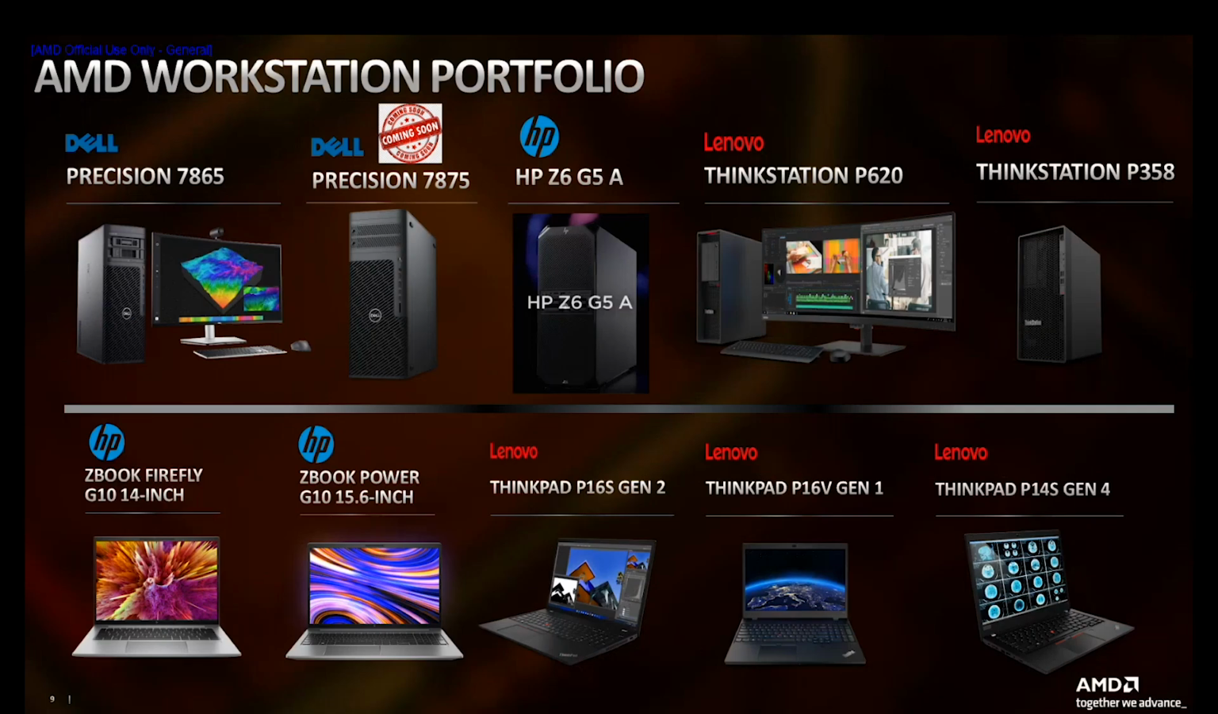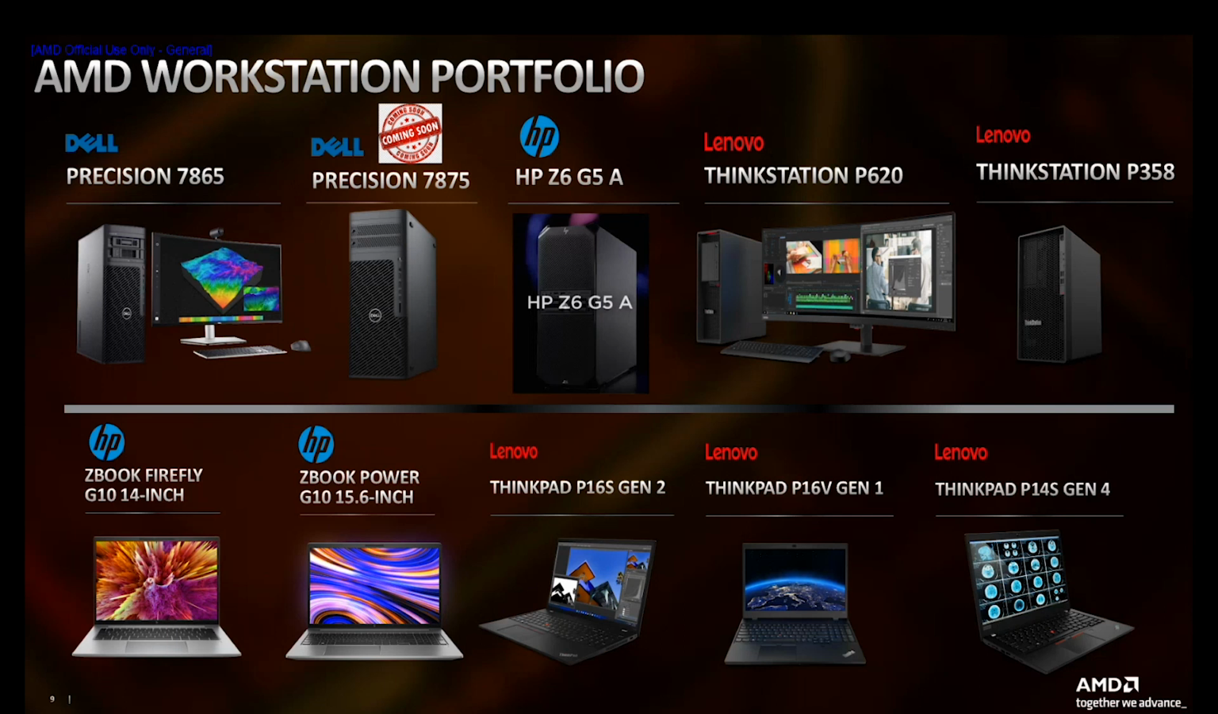And these are the offerings that we have from all OEMs on the mobile and tower workstation. So the top gives you the tower workstation. Last year we had the 7865, which was launched for the first time from Dell on the Precision 7865, and now we are expecting the 7875, which is coming soon, on the tower workstation from Dell as well. Which are all powered by AMD Threadripper workstations.